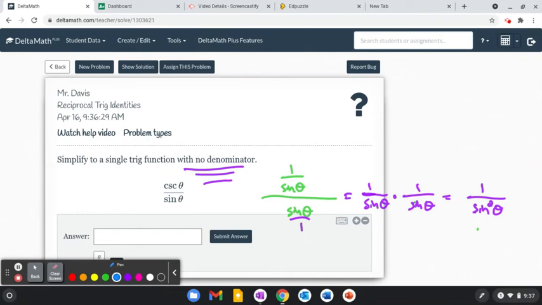All right, now think about what 1 over sine is. Well, that's cosecant, right? So we can replace this. The squared is okay. It's just going to hang along with our cosecant. It's just going to be cosecant squared theta.